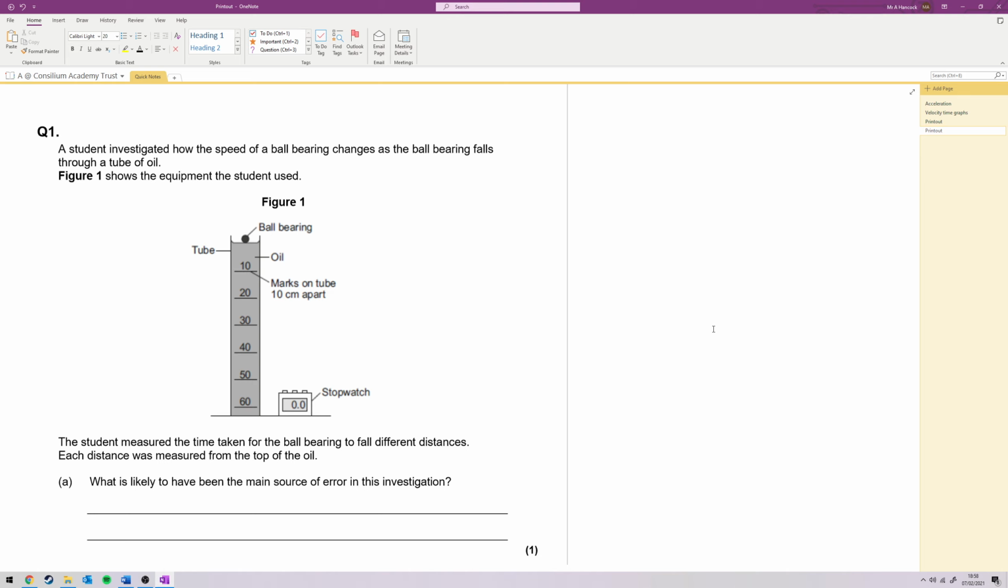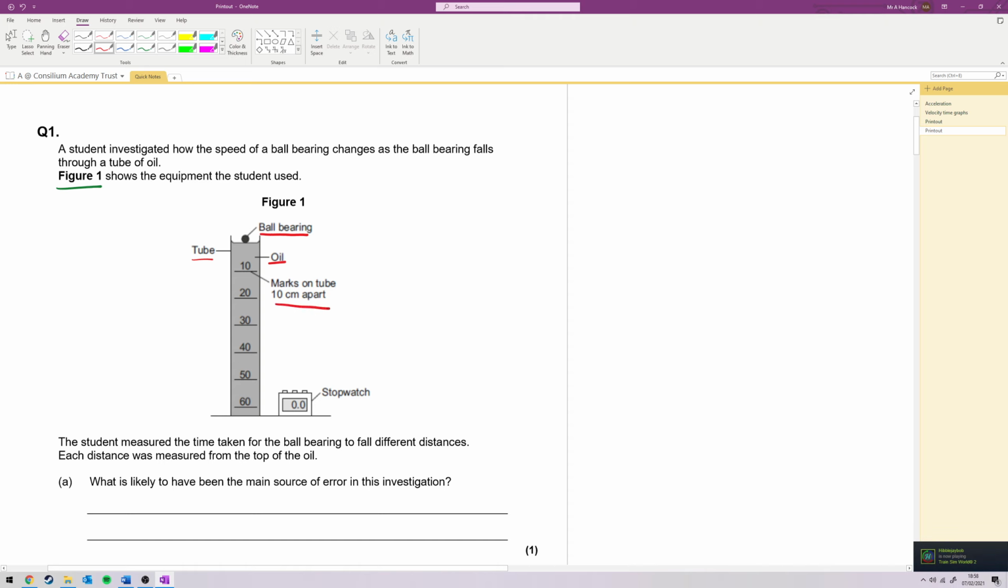So, a student investigated how the speed of a ball bearing changes as the ball bearing falls through a tube of oil. Figure 1 shows the equipment the student used. So you've got a ball bearing at the top here. You've got a measuring cylinder or a tube. It is filled with oil, and the marks on the tube are 10 centimeters apart, and then you've got a stopwatch.